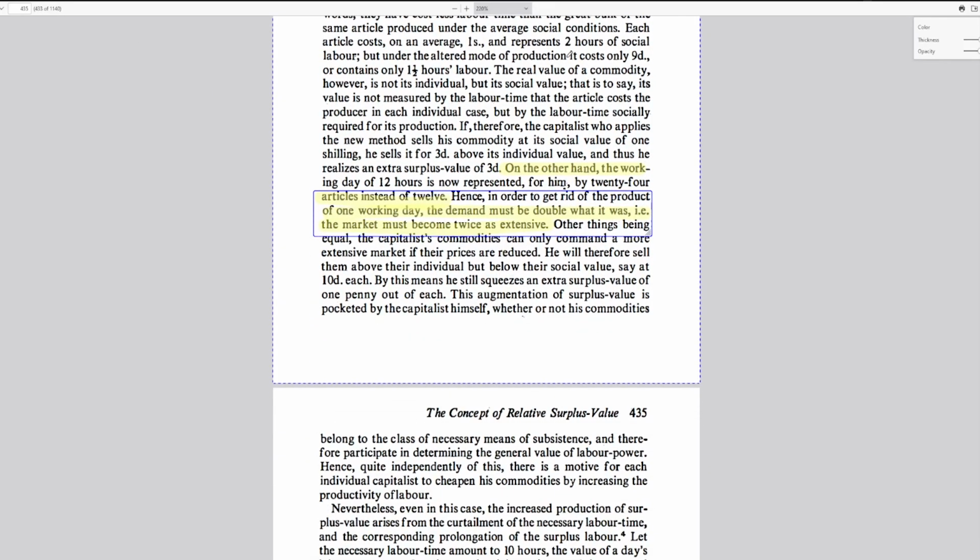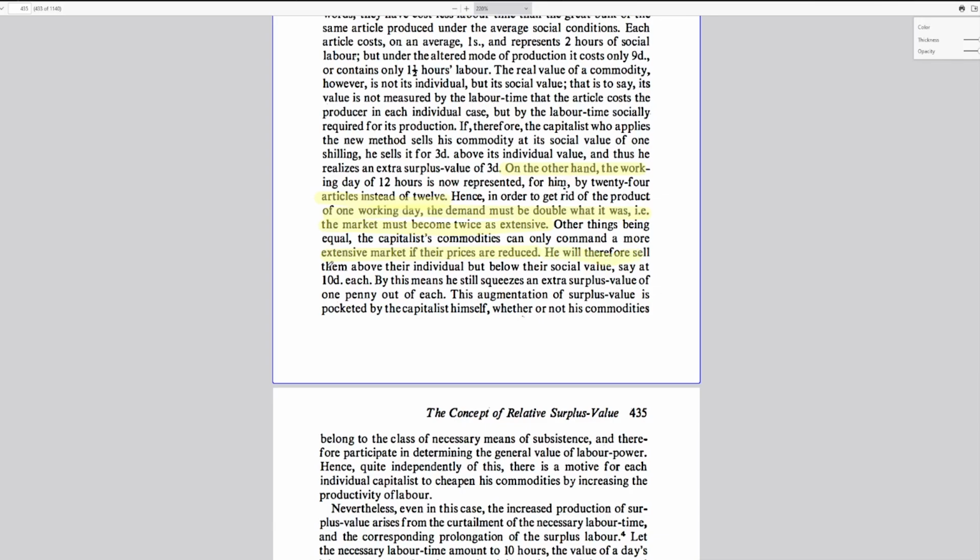But he's basically, okay, imagine we introduce some technology or whatever that doubles our productivity. Great. Now we have twice as many things we need to sell. So he says, other things being equal, the capitalist commodities can only command a more extensive market if their prices are reduced. So in other words, if you want people to buy your stuff because you made more of it, then you should probably just lower its price and kind of box out your competition. Because people are typically going to gravitate towards the cheapest product, assuming they're relatively similar.